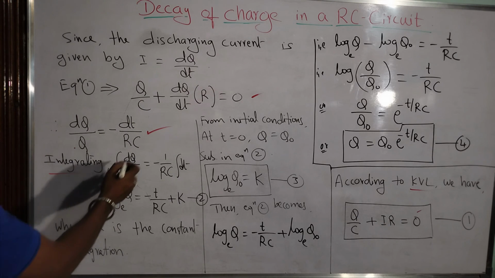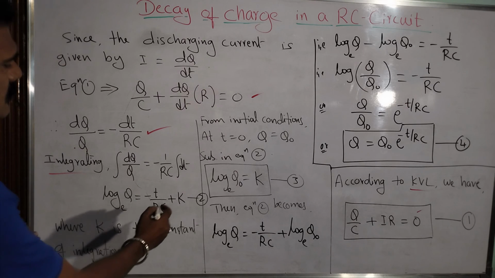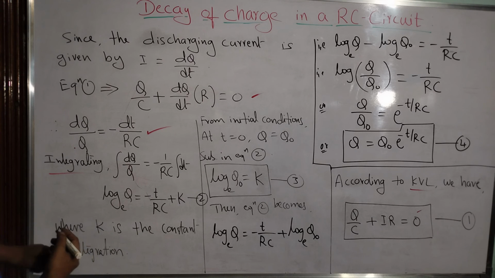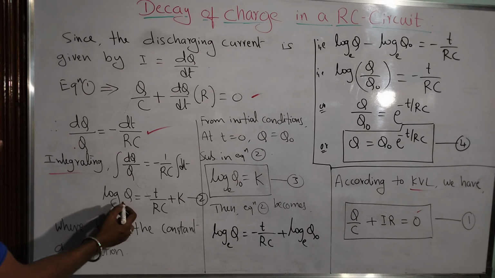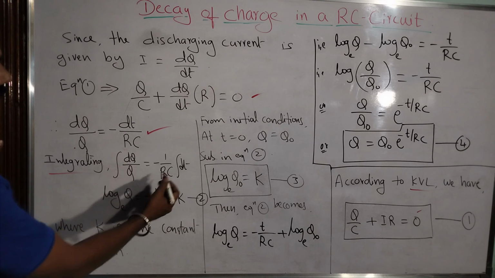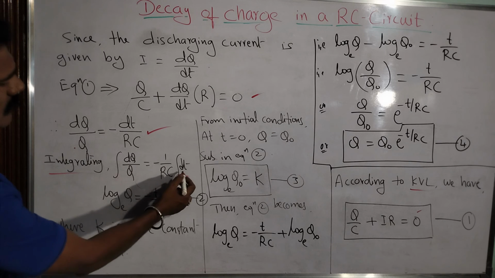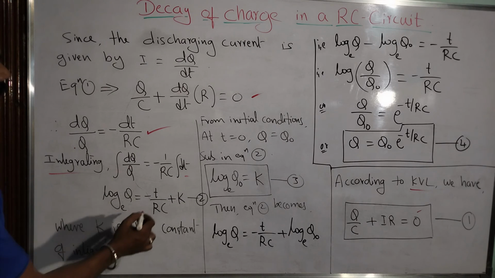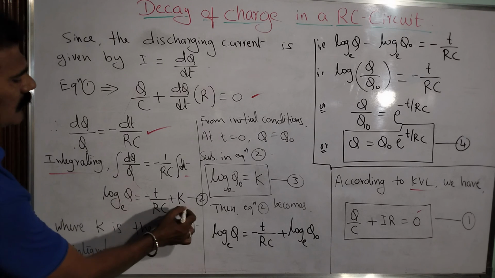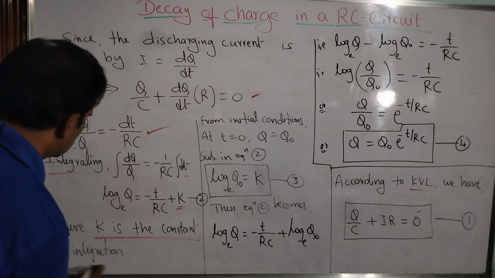Once you integrate the charge q on the left-hand side with respect to time on the right-hand side, you will get the integration of 1 by q is equal to log q with base e, and it is equal to, RC is constant, so you can write the integration of only dt. Integration of dt is how much? Only t, isn't it? Therefore minus t by RC plus k. So what is that k? K is the constant of integration.